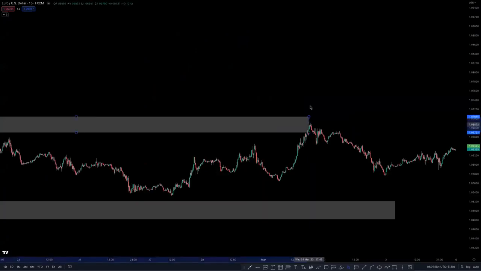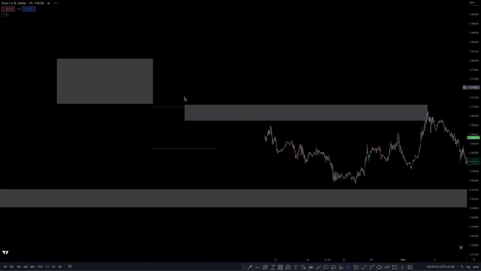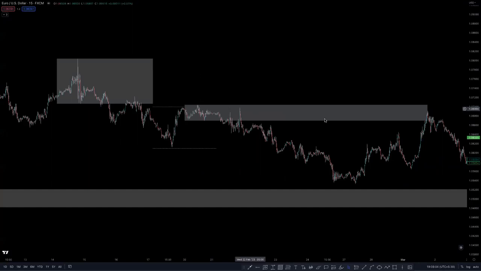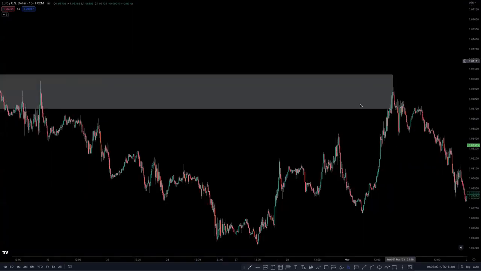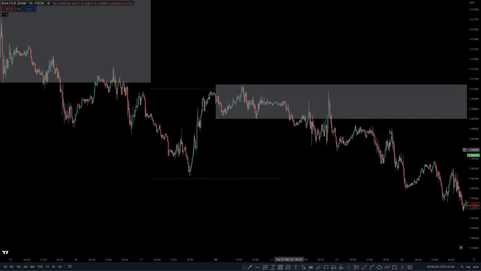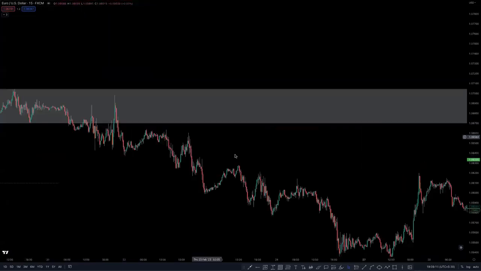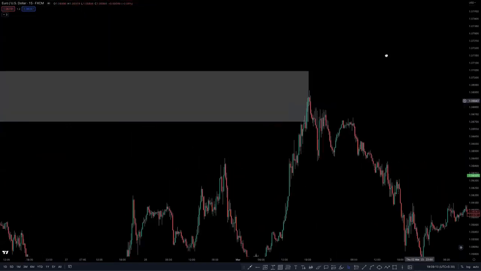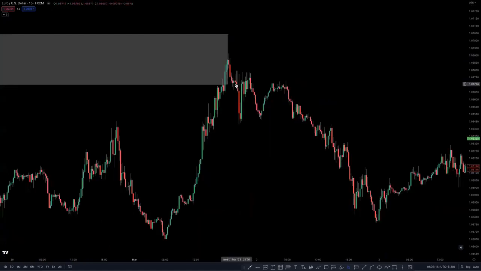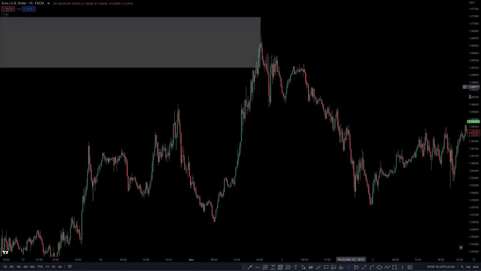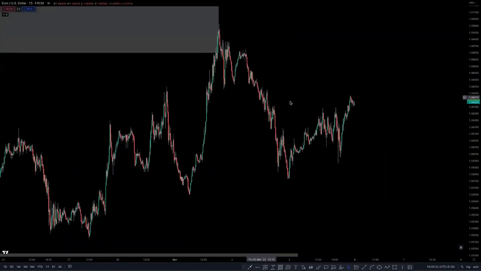This one. Okay, so this was our POI here, and then the market mitigated here, and then you can sell here. I think here. And I also took a sell entry here. Okay, I already posted it on the Telegram channel, right?